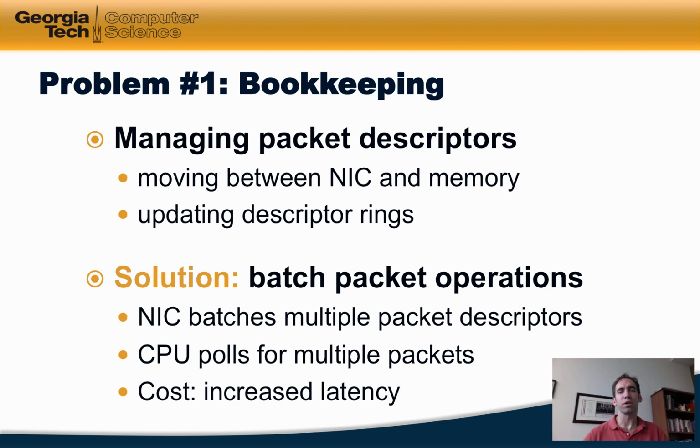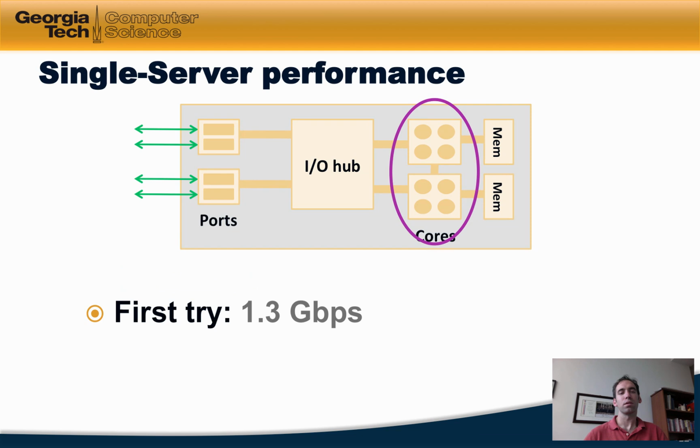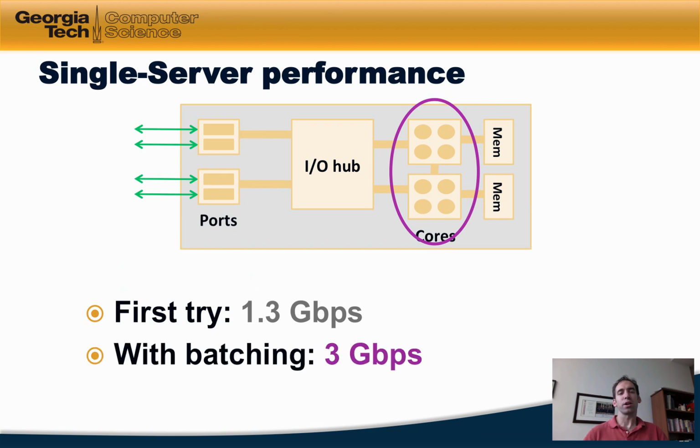The cost of batching, of course, is increased latency and also increased jitter, since sometimes packets may sit in memory on the interface card for a variable amount of time before the CPU polls for the packet. Performing this type of batching results in single server forwarding rates of about 3 gigabits per second.